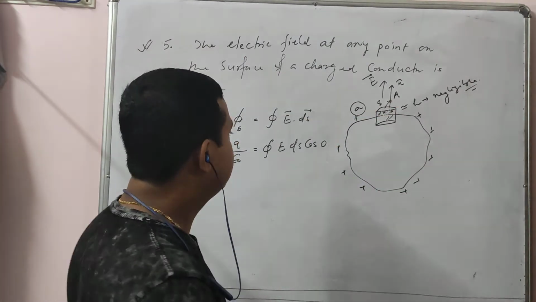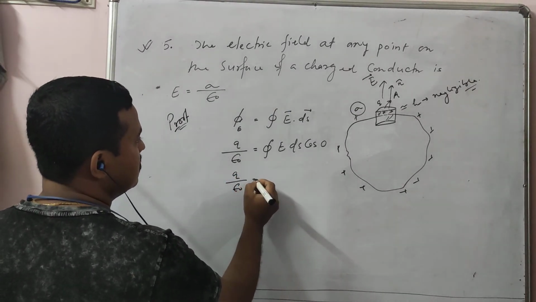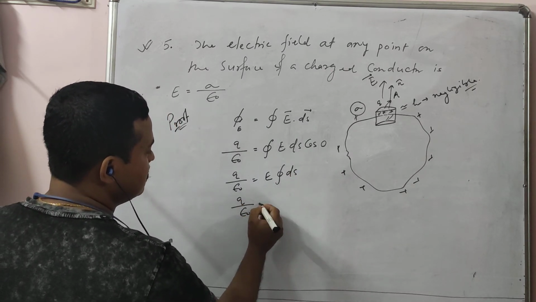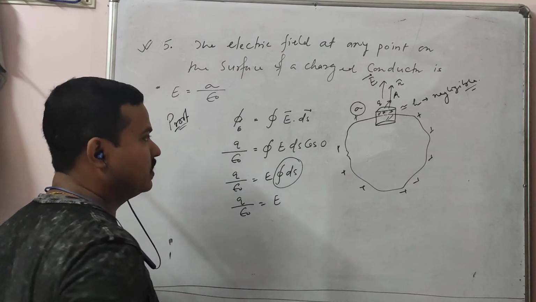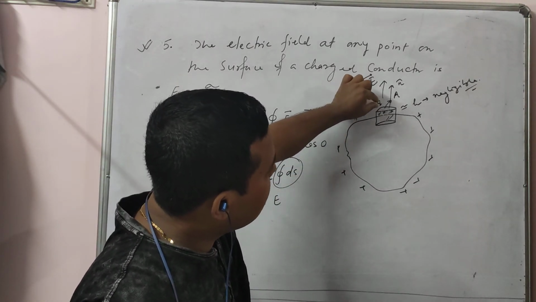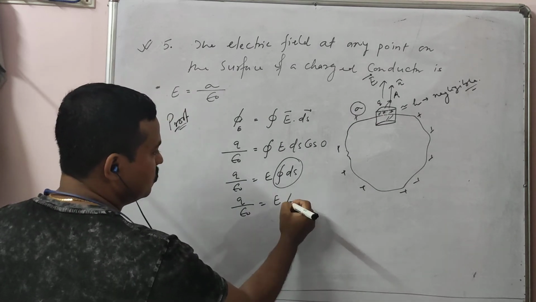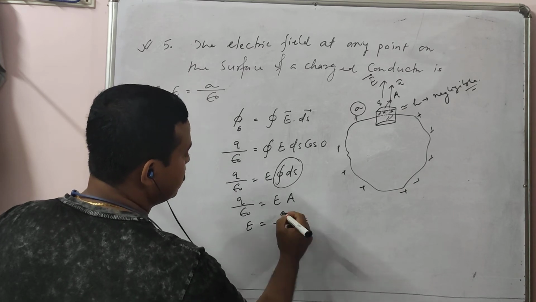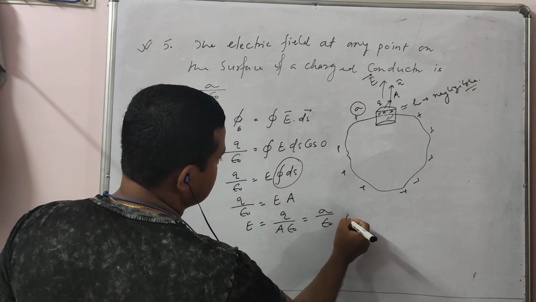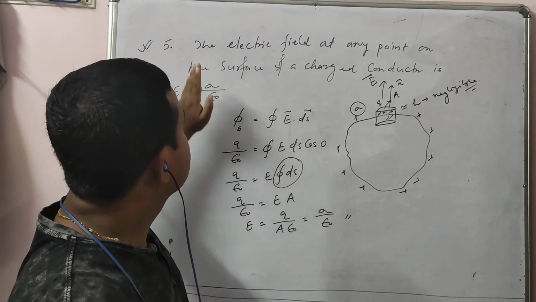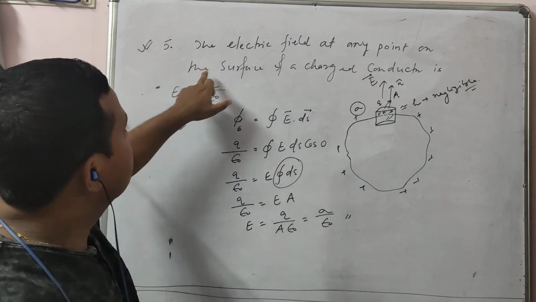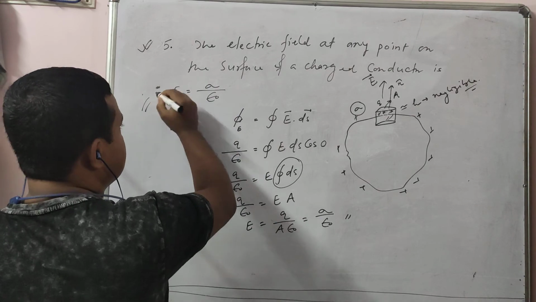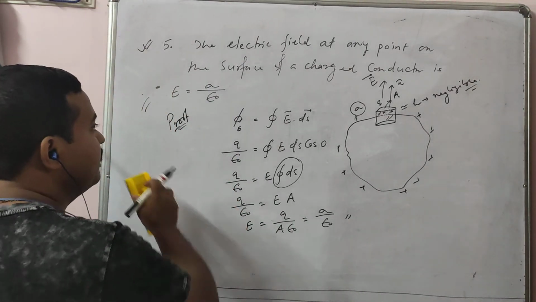Its height is negligible. So Q by epsilon equals E, which you can take outside, integration ds, cos 0 is 1. What is integration ds? Total area. As we consider a small cylinder, it only has the circular portions, height is negligible. So it is A. So E will be Q by A epsilon. You know Q by A means sigma. So sigma by epsilon. It is very simple. So it is proved that the electric field at any point on the surface of a charged conductor is E equal to sigma by epsilon. So this is the fifth property.